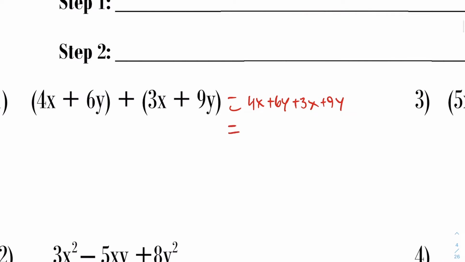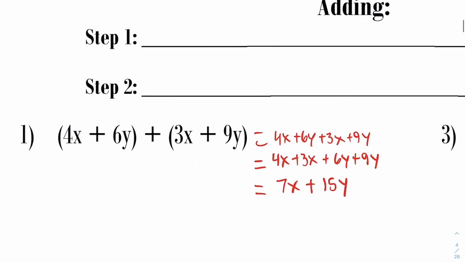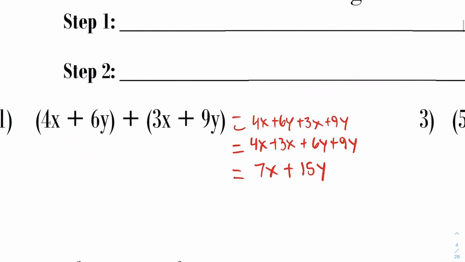Now let's just write it so that the x's are first and the y's happen second. Then we'll combine the like terms. 4 plus 3 makes 7x's. 6y's plus 9y's equals 15y's. These first two examples are whenever you're adding horizontally.